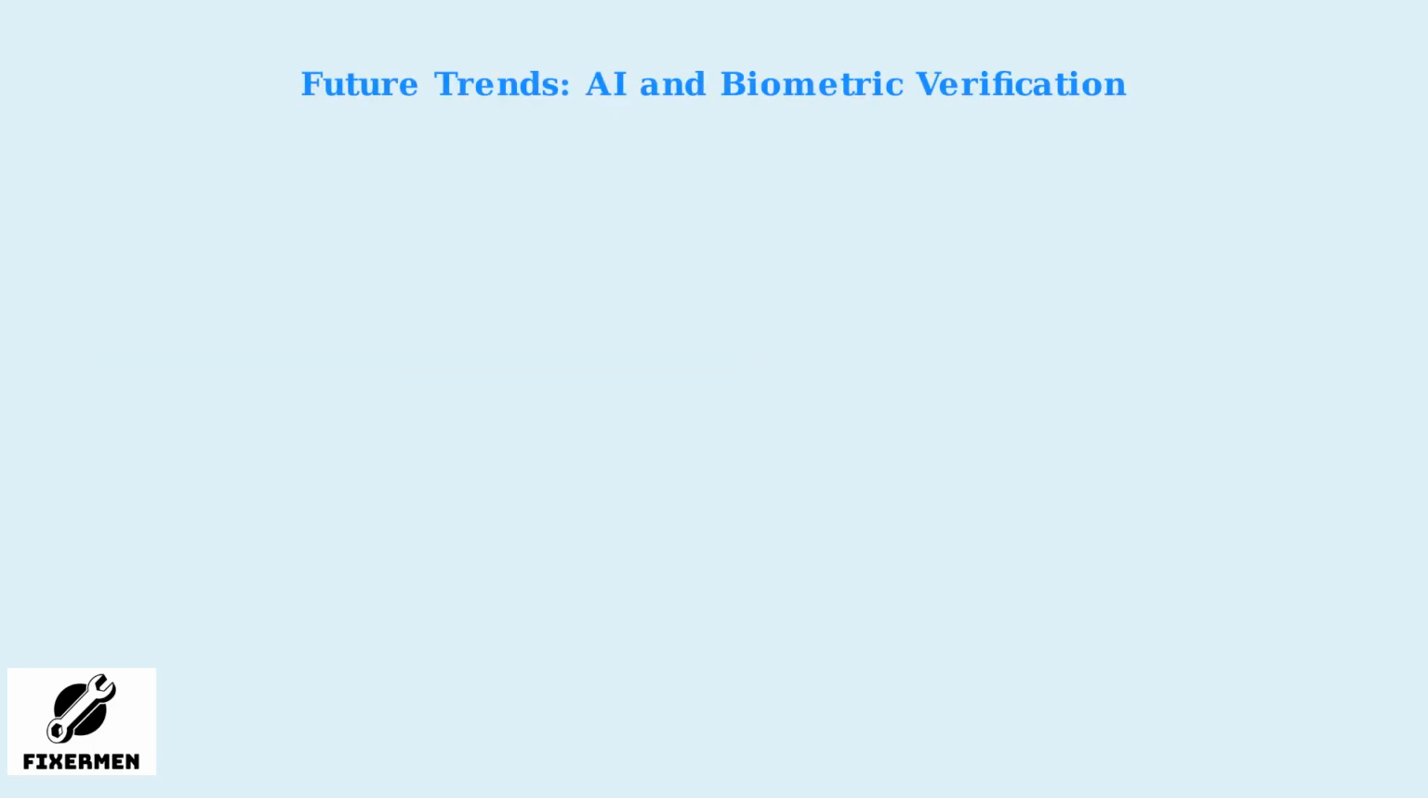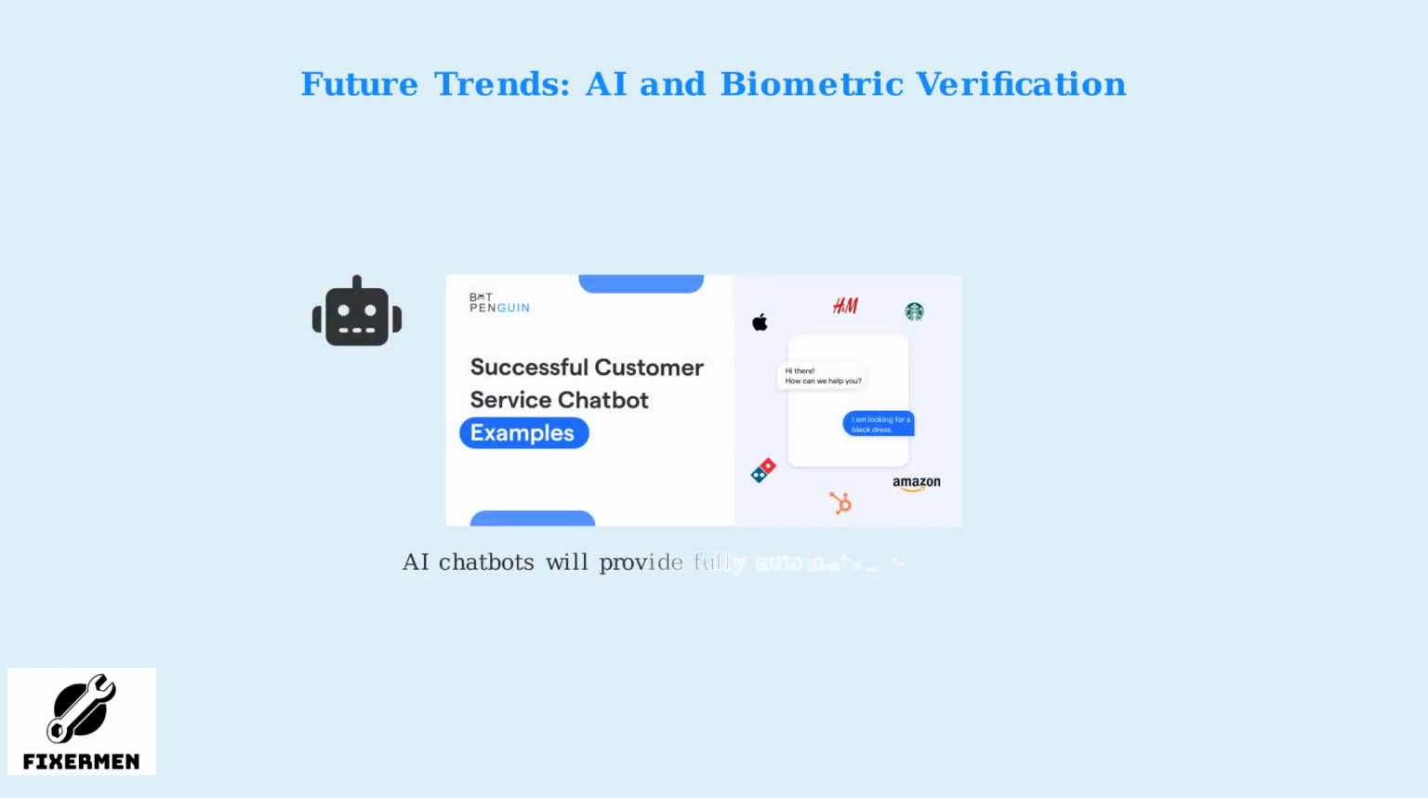Looking ahead to 2027, PayPal is set to revolutionize account resolution through advanced technology. Fully automated systems will handle most limitation issues without human intervention. AI chatbots will enable fully automated resolution of account limitations. Users can interact with intelligent assistants that understand their issues and provide instant solutions, reducing wait times significantly.